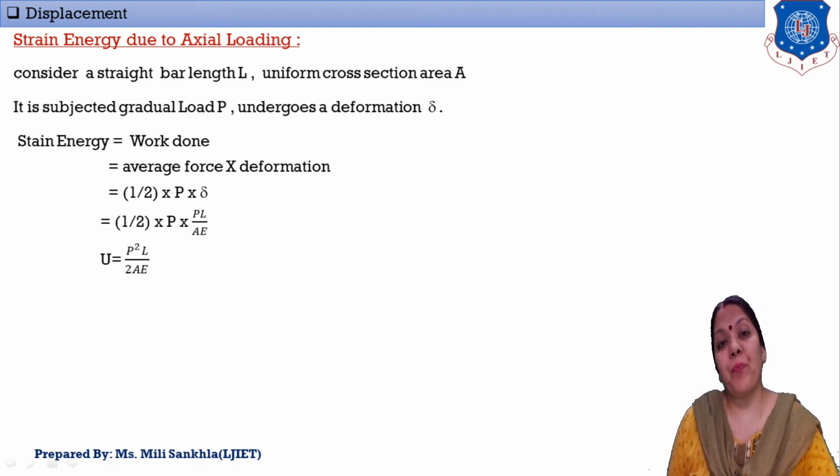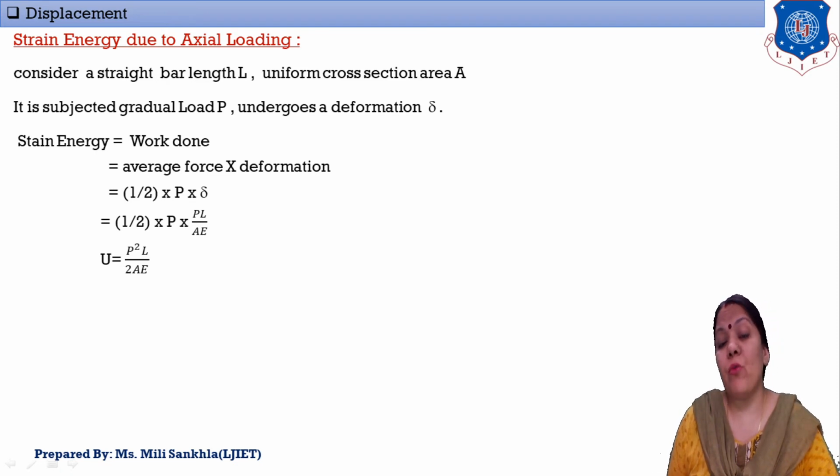Now 1/2 into P. What is delta? Delta is equal to PL by AE. This is the equation of PL by AE. We already learned this in stress and strain in Mechanics of Solids. Now strain energy U is equal to P square L by 2AE. This is for strain energy stored in a bar of length L and cross section area A.